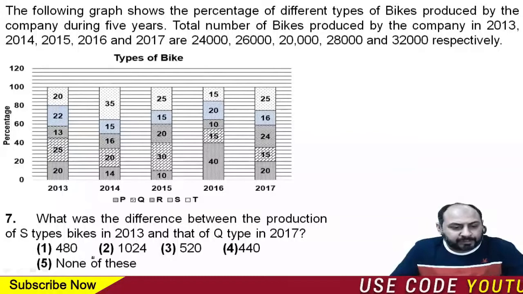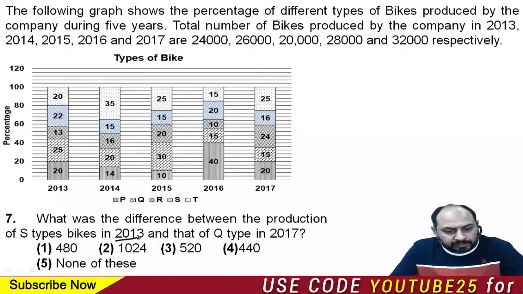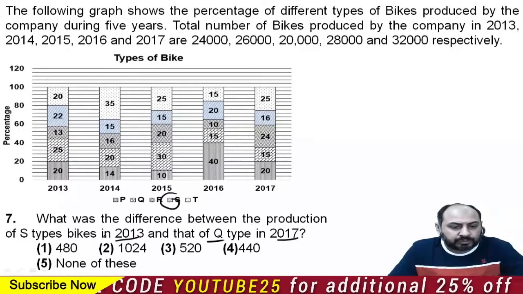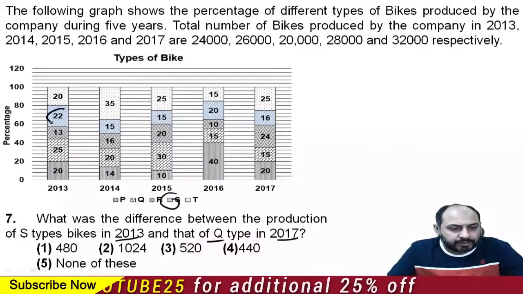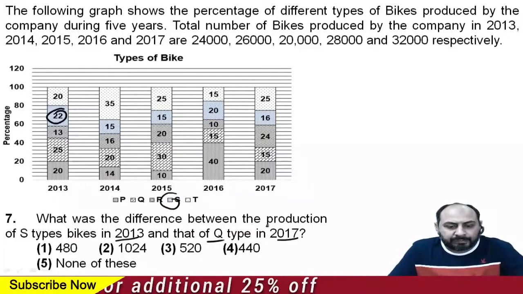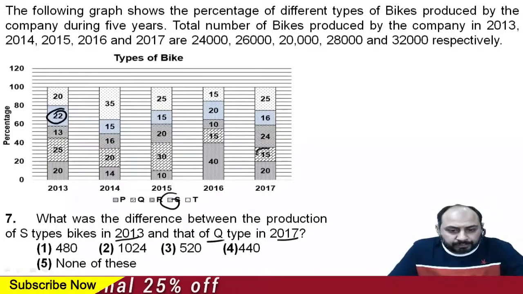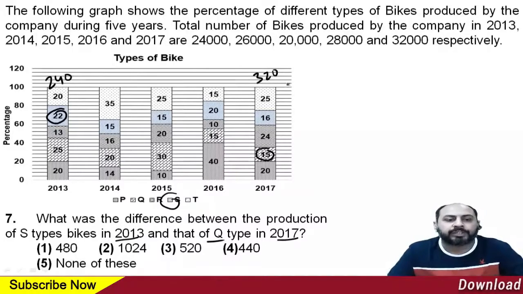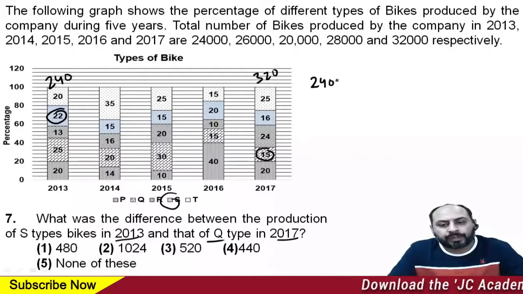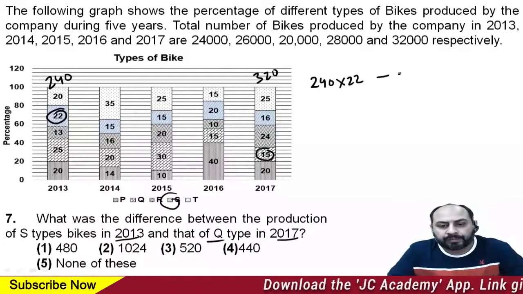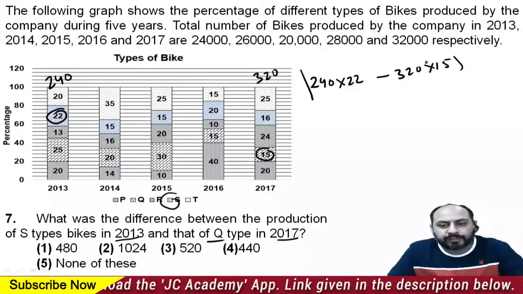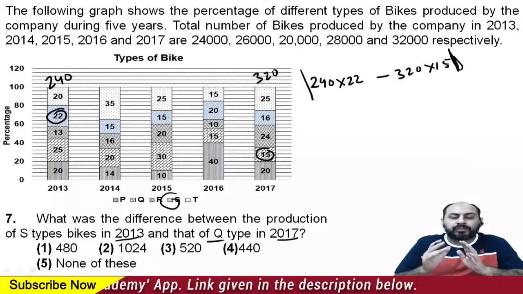What was the difference between the production of S type bikes in 2013 and Q type bikes in 2017? So S type is this in 2013, so P, Q, R, S, this is the S type bike, and Q type bike in 2017, so P and Q. So we're supposed to find this is 24. So 1% is 240. And this is how much? 32, 320. 1% is 320. So 240 into 22 minus 320 into 15. We're supposed to find the difference. So we'll take a mod value over here. This is what is to be done, right?